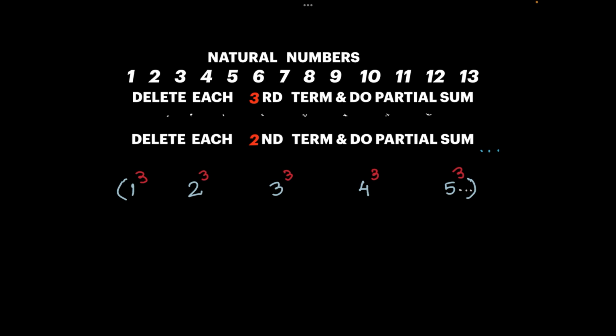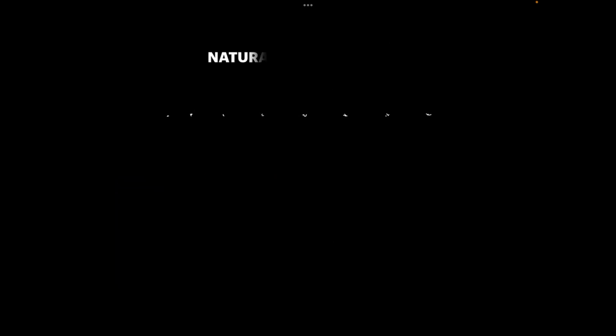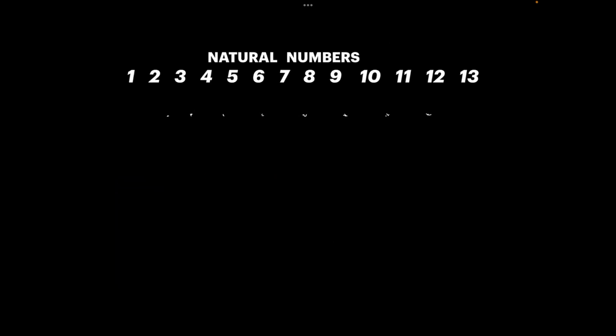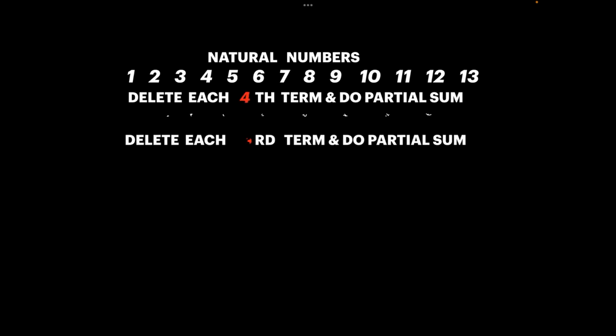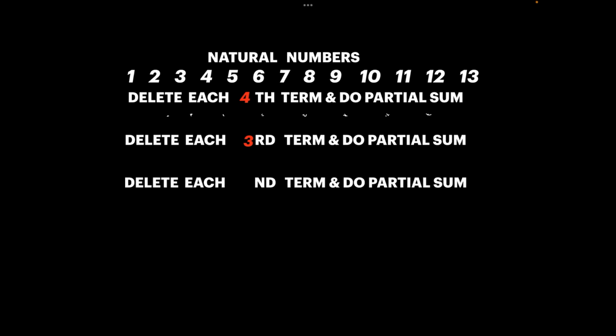And then from natural numbers we started by deleting each fourth term and did partial sum, and then each third term and did partial sum, and then deleted each second term and did partial sum, and then we got the power 4 sequence. That means 1 to the power 4, 2 to the power 4, 3 to the power 4, 4 to the power 4.